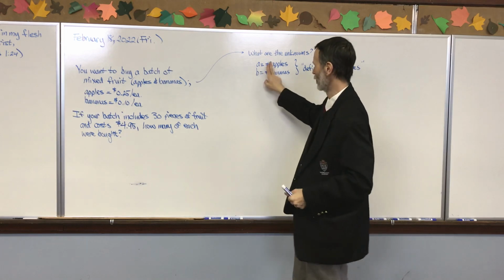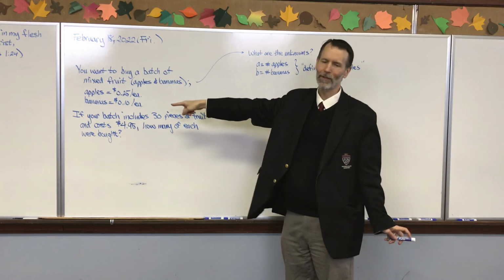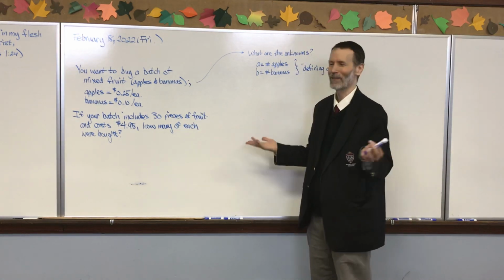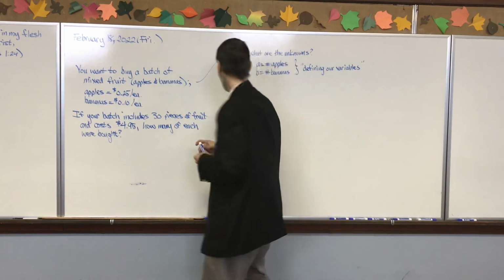Like if you don't have the number thing. A equals apples could mean the price of an apple, the weight of an apple, the temperature of an apple, the calorie content of an apple, could be anything. The number of apples is something specific. Okay?